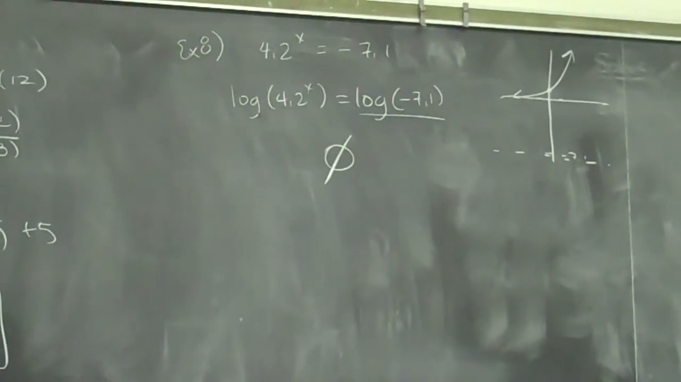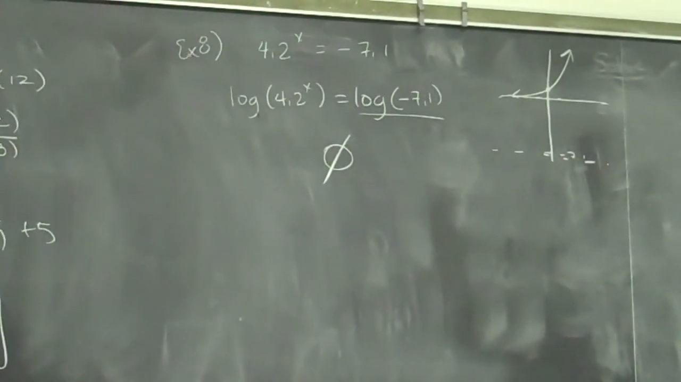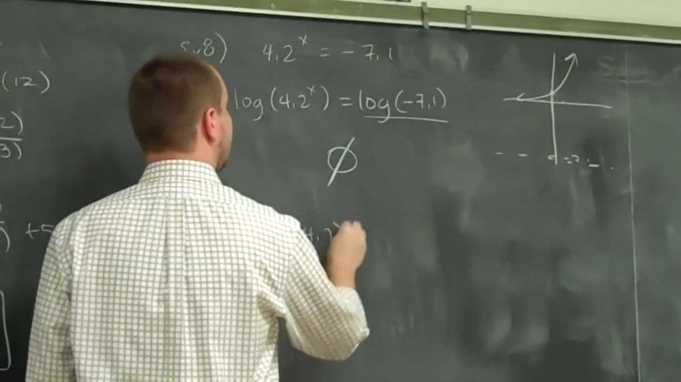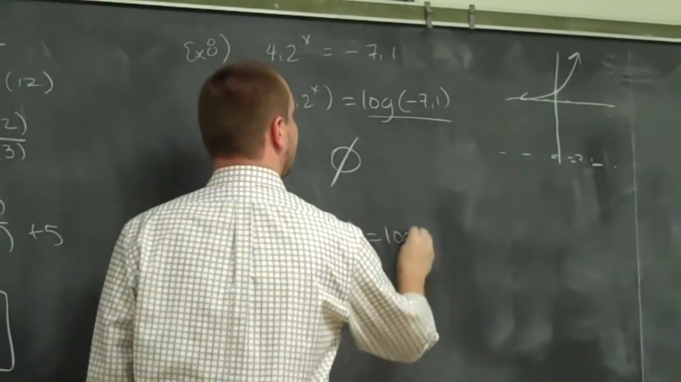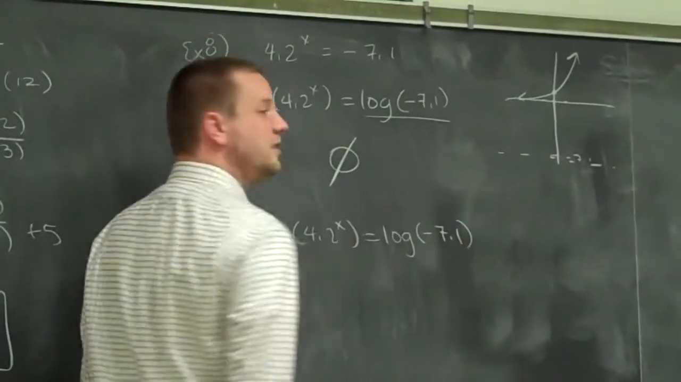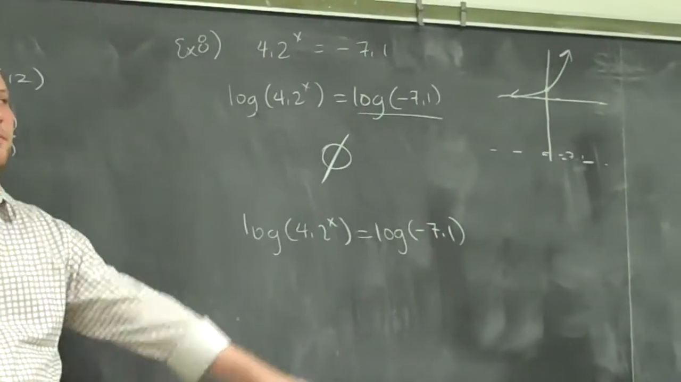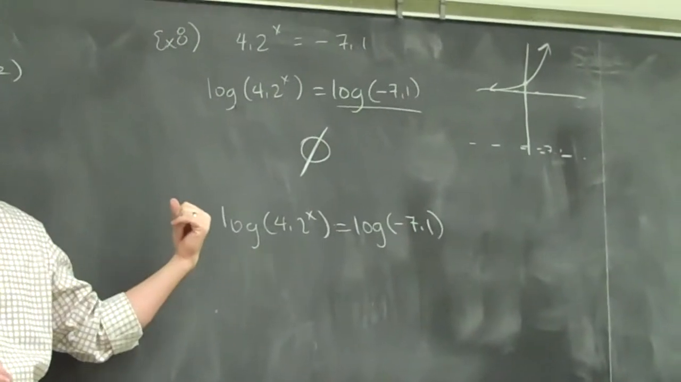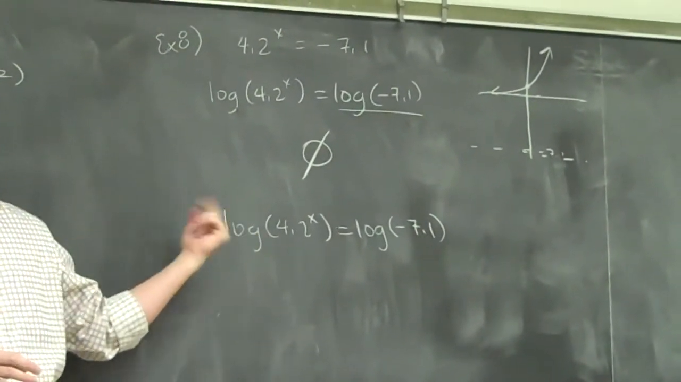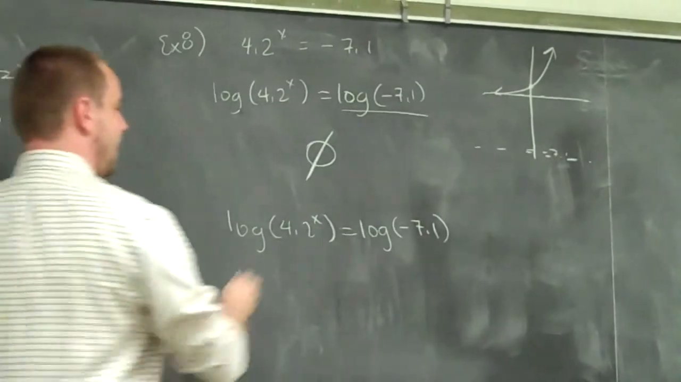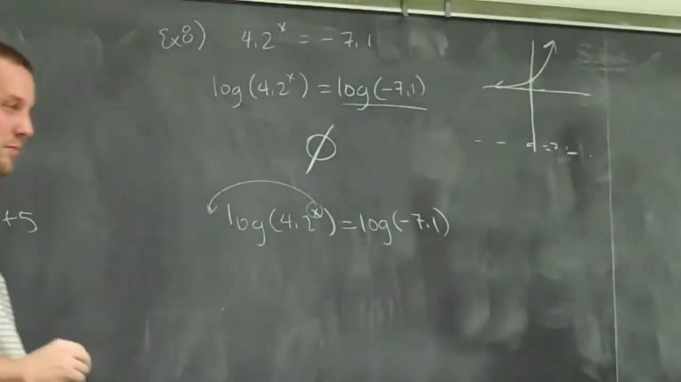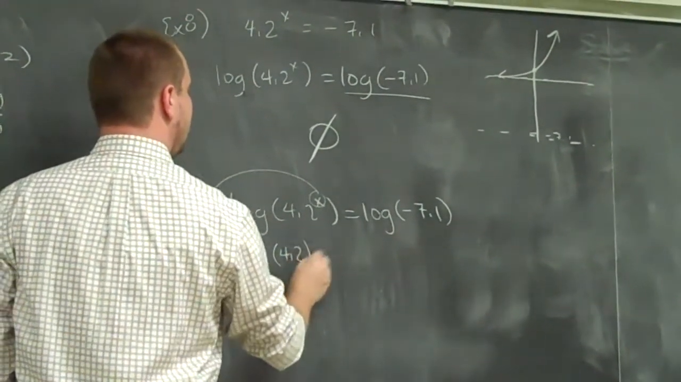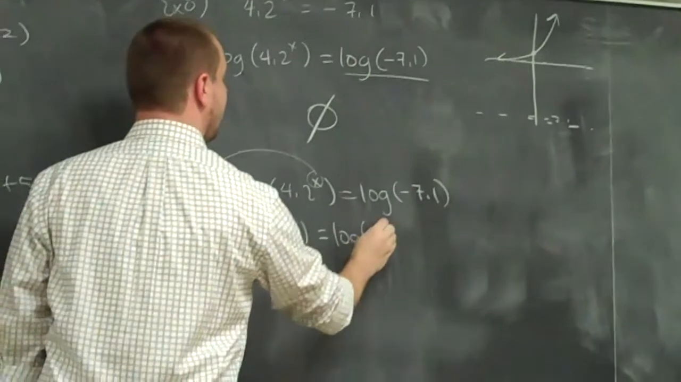Now, what if you weren't as sharp as Tara and you didn't pick up on that? What if you had kept going? You had the log of 4.2 to the x equaling the log of negative 7.1, as ridiculous as that is. If I just turned you loose, what would your next step be? Somebody said bring the x out front. Bring out the x. So I'm taking the log of something with an exponent, and I brought it out front. So then it's x times the log equals the log.